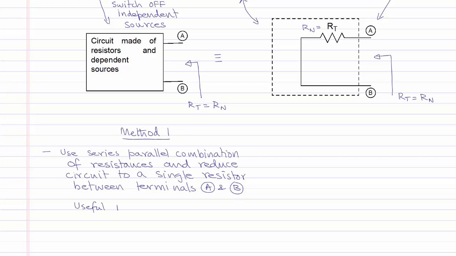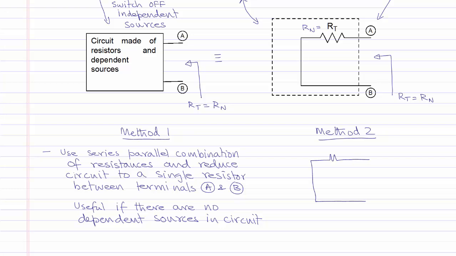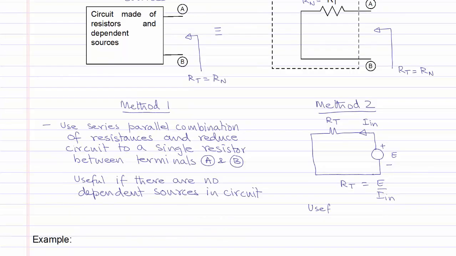This method will be useful if we do not have any dependent sources and we can combine only resistances in series and parallel. The second method consists of applying an external current or voltage source of any value at the terminals A and B. For example, if we connect a voltage source E, next, we measure the current going into the circuit, which will be called I in, and the value of Rt will be given by E divided by I in. This second method is useful if we have dependent sources in the circuit.